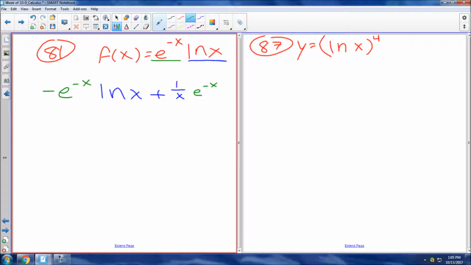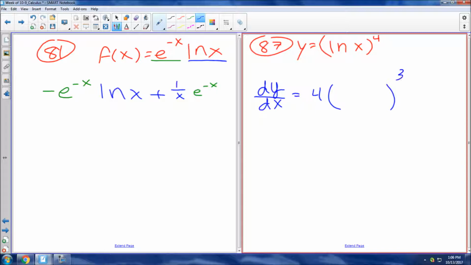87, ln of x all to the fourth. So what do you do when you have something all to the fourth? Put the 4 in front, leave the inside alone, and bring it to the third power. Agree? Now the chain rule. Times by what? 1 over x. So do the derivative of the inside and multiply by it, 1 over x. That's it. Actually not as bad as you might think.